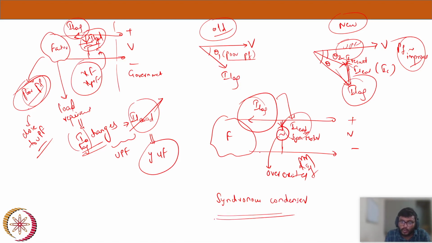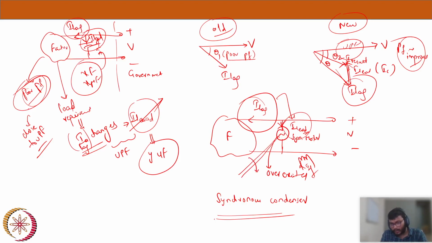Whenever you use a synchronous motor to supply a leading current, we call it a synchronous condenser. It is serving the purpose of a capacitor, so it will draw the leading current. And what else can we do? It's not just there for drawing leading current, but you can also connect some loads to this one.